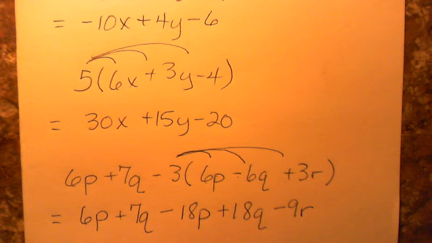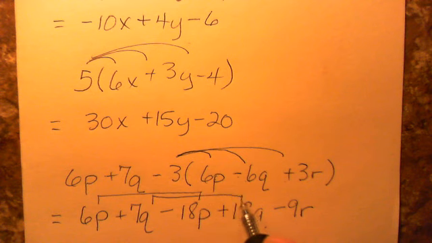Now we look to see if we have any like terms to collect, and we see that 6p is like -18p. The signs are different. We subtract for 12p. We keep the sign of the larger, which is negative. We see that 7q is like 18q. They're both positive, so we add for positive 25q. And -9r has no like term, so we bring it down as is.